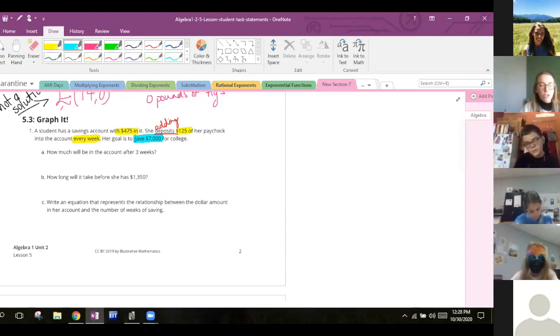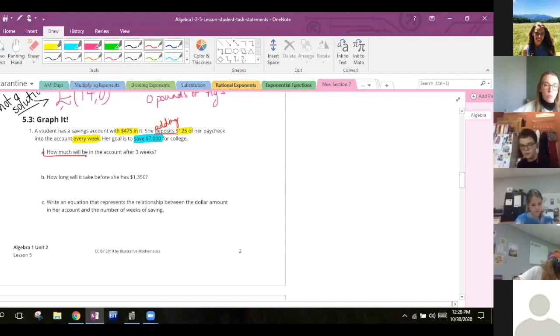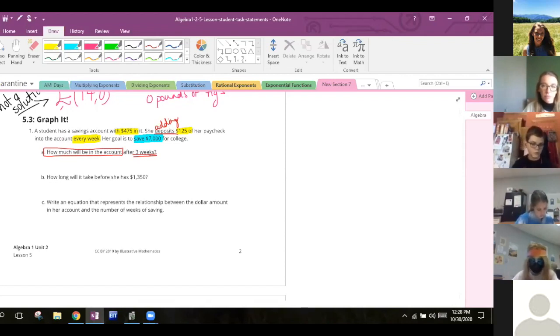All right, so the first 2 questions, just like the almonds and figs, just want us to think about it and kind of play around with how the numbers are going to work together. So it says, how much will be in the account after 3 weeks? Okay, so in order to do this, we have to think how much money is already in her account. How much money does she start with? 475. So that money is already in there.